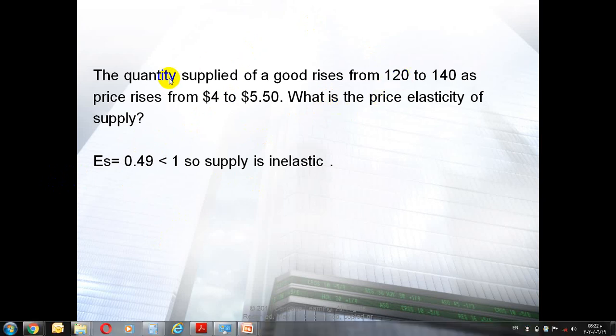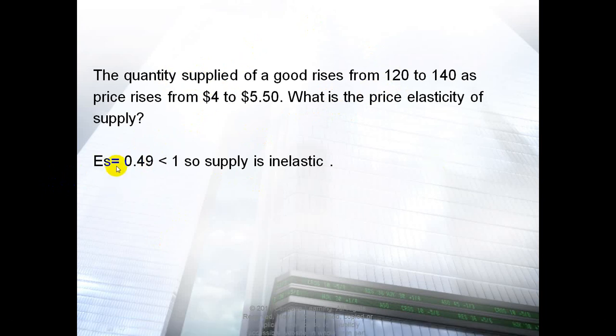So here we have quantity supplied and price. Since they gave you quantity supplied, here it is ES. How do we find ES? Exactly the same way as ED, but instead of quantity demanded, use quantity supplied. Here I gave you only the final answer. So you have to find quantity supplied 1, quantity supplied 2, and price 1 and price 2, and you do the calculations. So the final answer is 0.49, and it is less than 1.